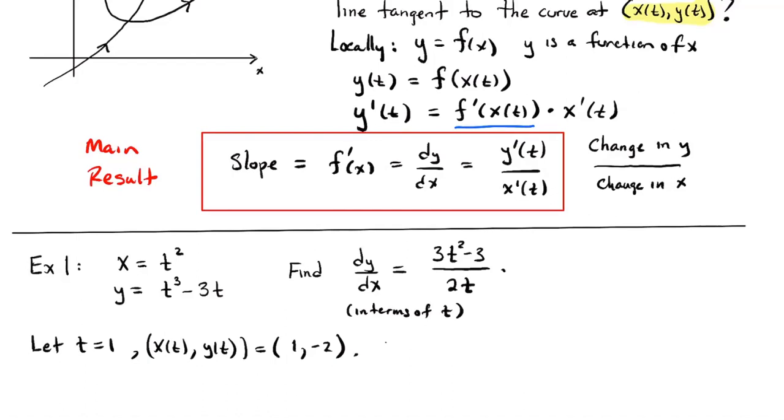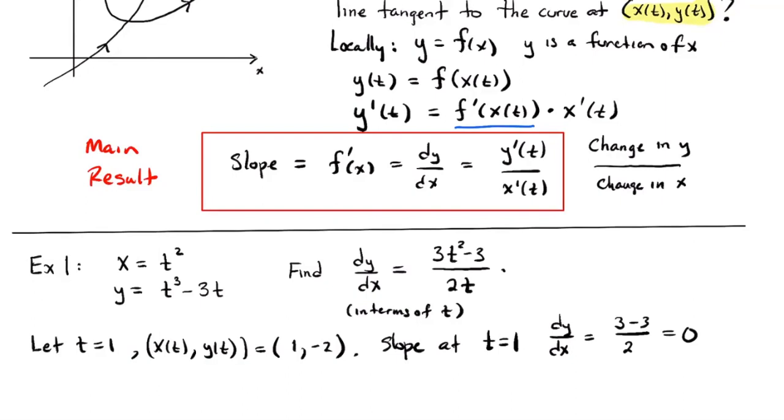What's the slope there? I'm just going to use the phrase at t equals 1. I could also say the slope at (1, -2). It's the same information. Well, the slope there is the derivative. So I'm still plugging t equals 1 into something. It's just that I'm plugging into the derivative. I'm not plugging into the x and y coordinates separately. Well, 3 times 1 minus 3 is 0, over 2 times 1 is 2. So that slope is 0.